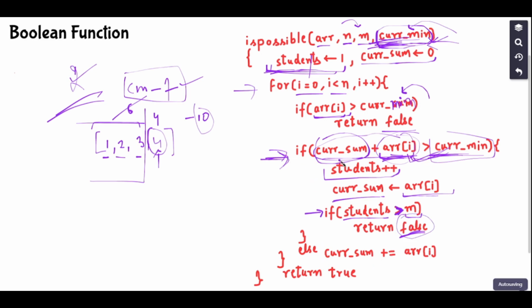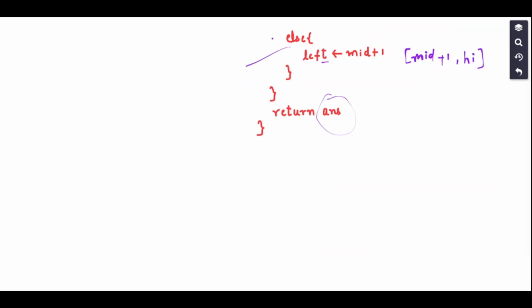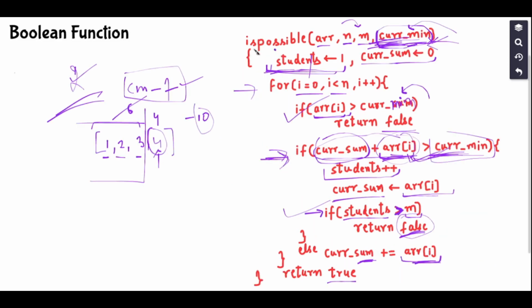Otherwise, if the sum does not exceed the current minimum limit, then add these pages to the current student. Give these pages to the current student. Fine. And if I never encounter these two conditions while running this for loop, that means I have successfully allocated the pages to the students such that the maximum pages allocated does not exceed this current min, and hence I return true at the end of this function. So that's all. That's how this isValid function works. I'm calling isValid here.